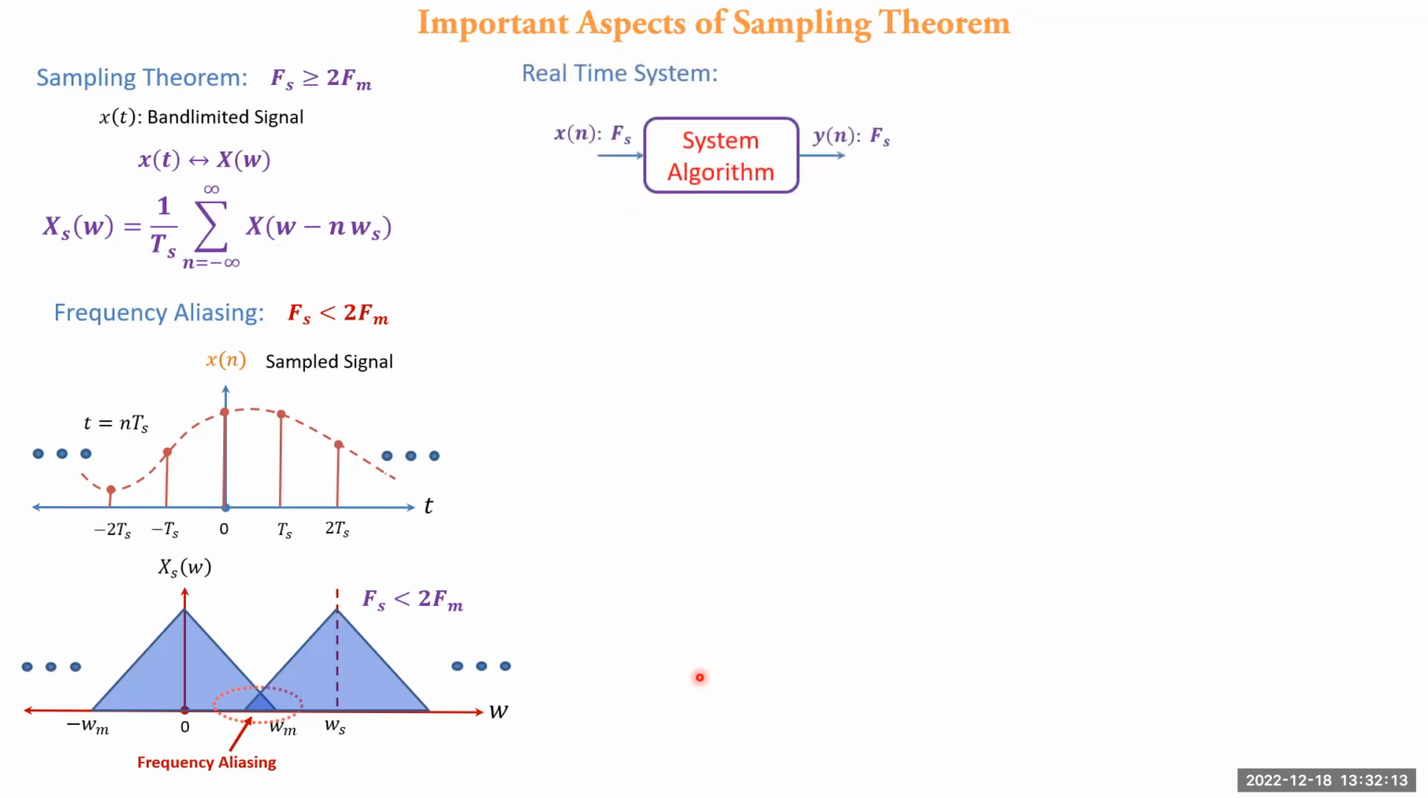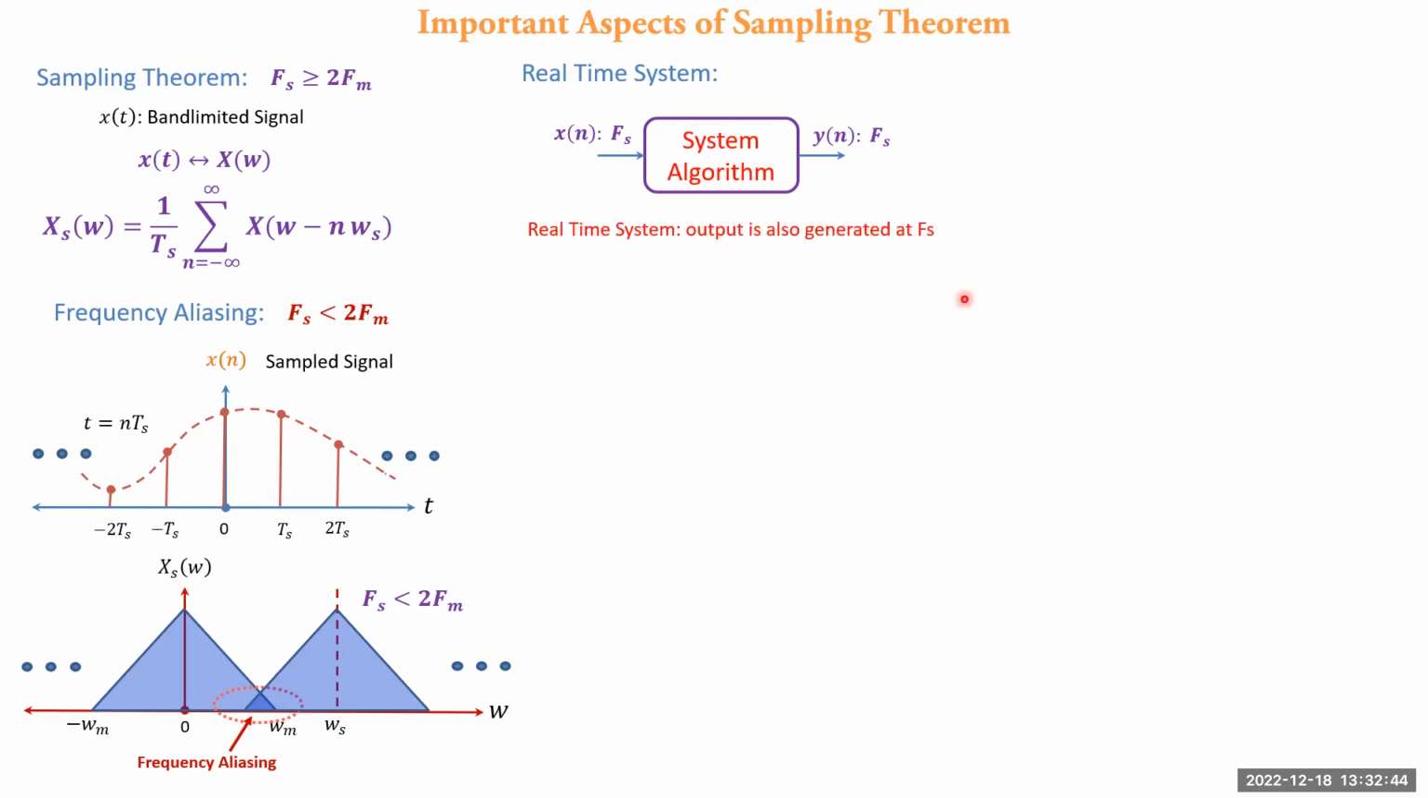Now we'll see another aspect, that is a real-time system. So whenever you sample an analog signal at a sampling frequency fs, and it is then processed using a linear time invariant system in the discrete time domain, and therefore it is called a discrete time system, it generates the output y of n.